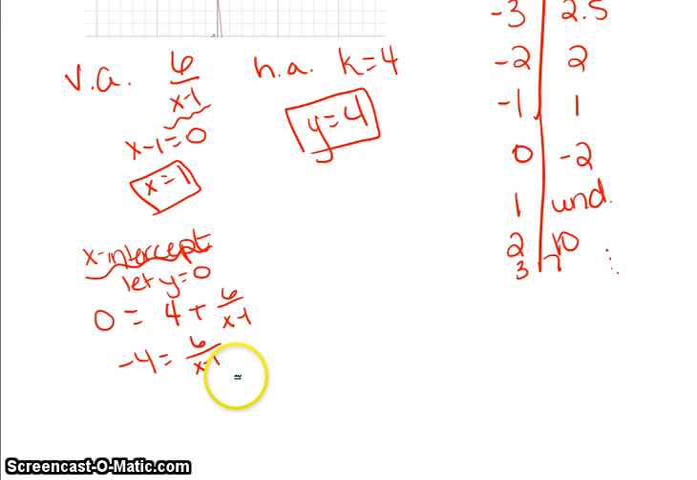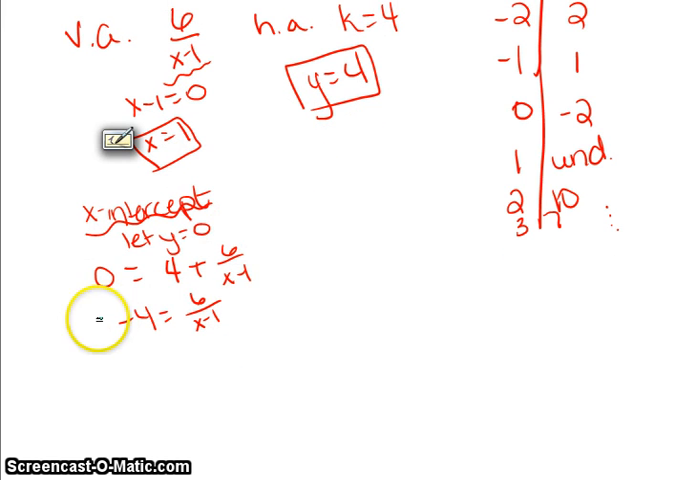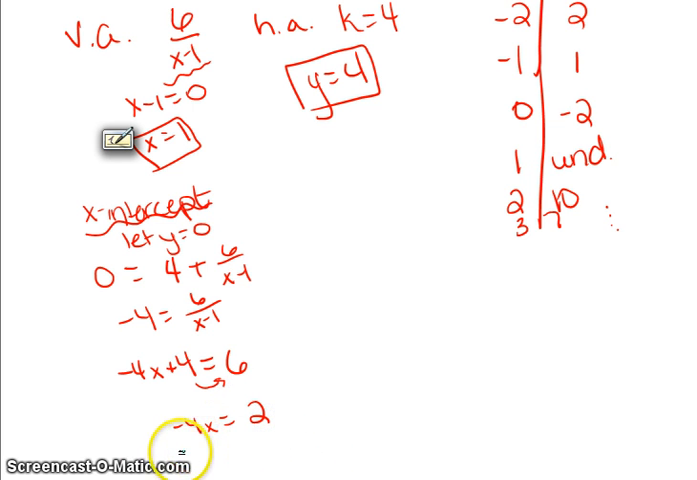Just going to scroll on down here a little bit. Then to get rid of this denominator, let's multiply both sides by x minus 1. So we have negative 4x plus 4. So we have negative 4 times x, negative 4 times negative 1. That is equal to 6. When you multiply both sides, it cancels out. And then we'll move our 4 to the other side. So we have negative 4x is equal to 6 minus 4, which is 2. Then we'll divide to get the x by itself. So we have x is equal to negative 1/2.